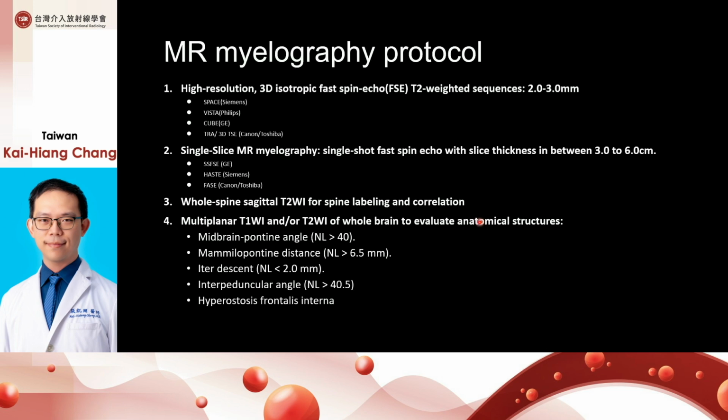So when it comes to localizing the leak, MR myelography is often my personal first choice. We perform a high-resolution 3D isotropic T2 weighted image called SPACE, VISTA, or CUBE by brand name, and a single slice MR myelography, which allows us to visualize the leak at one glance. And I will perform a whole spine sagittal T2 weighted image for spinal labeling and correlation. And the last one is optional. You can perform a multi-planar T1 or T2 by your preference to evaluate those brain structures.